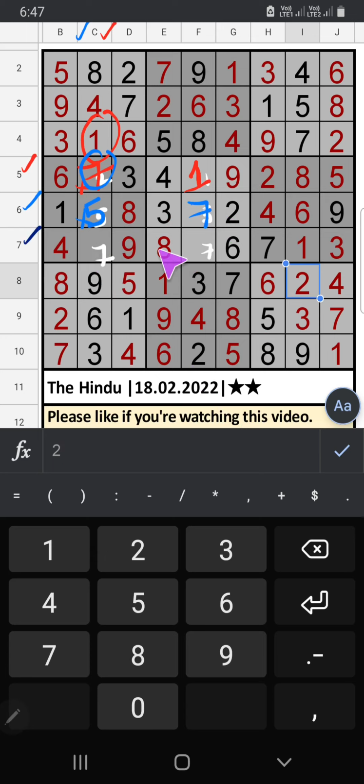Seventh row, two numbers are remaining, 2 and 5. Column F, we have 2. So 2 can't come in this cell. 2 is confirmed here, then 5 is here.